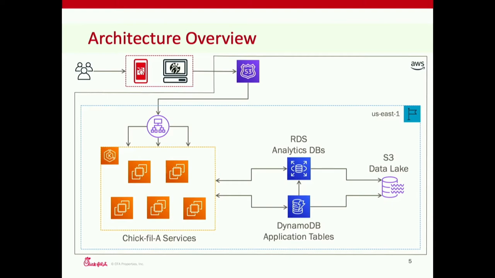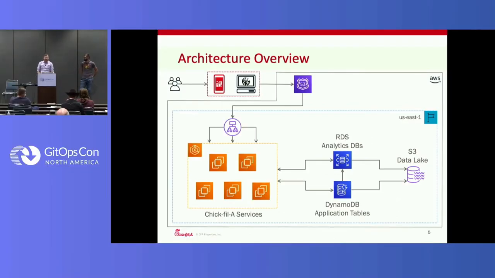Our services are mostly Java Spring Boot applications with some mixture of Go and Python apps. The apps are backed by global DynamoDB tables. The data in Dynamo is streamed to a set of Aurora databases for real-time analytics. The app data from both Dynamo and the analytics databases are streamed to our S3-backed data lake, and the digital-born orders, so the orders that start with Chick-fil-A.com and CFA1, are combined with the traditional orders so that our analytics teams have a complete picture of what's going on from any given day.